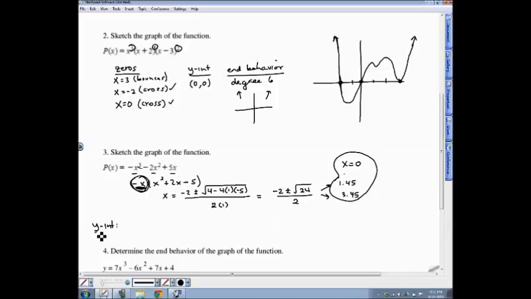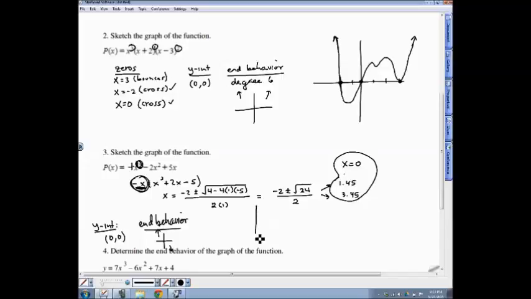So now the y-intercept, if you let all the x's equal 0 in this polynomial, you would get 0 minus 0 plus 0, which is 0. So the y-intercept is (0, 0). The degree, or the end behavior: since this is degree 3, and in this case the leading coefficient is negative, that means the end behavior switches. The left side is going up and the right side is going down.